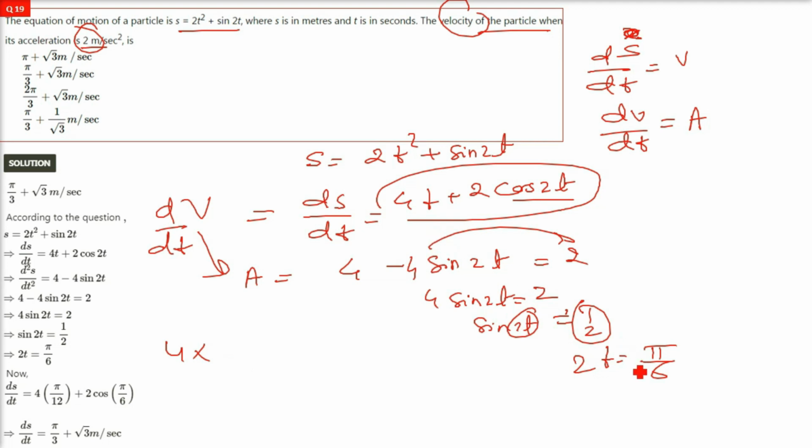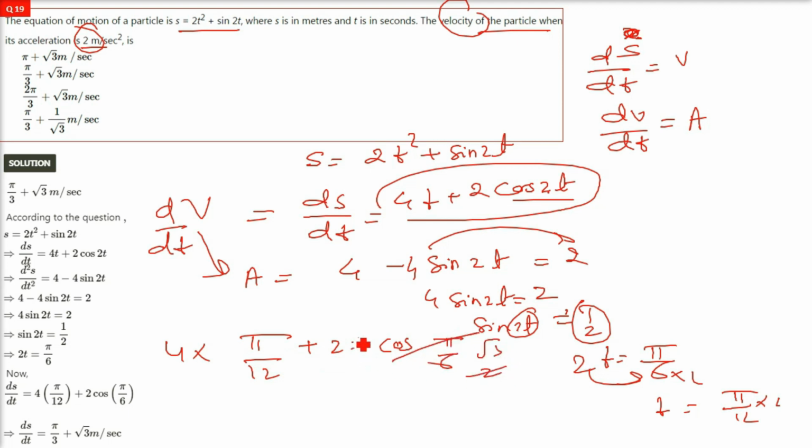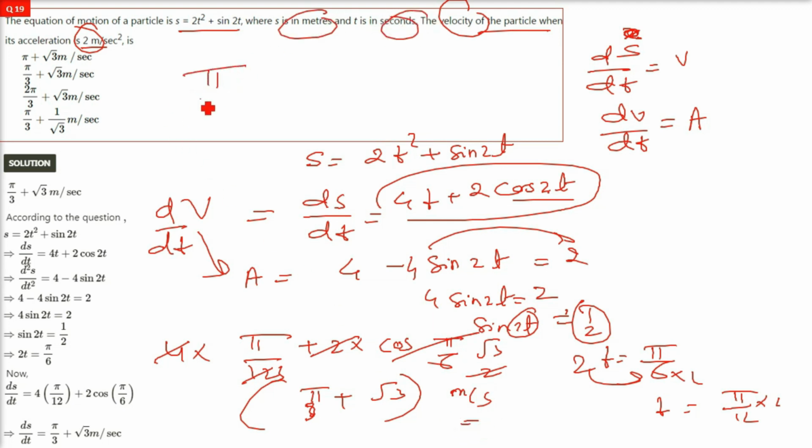Since we now have t, we can easily find out the velocity, that is ds by dt. So in place of t you can write this: 4 times pi by 12 plus 2 into cos 2 into t. Multiply 2, pi by 6 will come. So 4 threes are 12, you get the first term as pi by 3. The second term is 2 cos pi by 6, which is root 3 by 2. So pi by 3 plus root 3 meter per second. This is already given in meter and second, so you can just write it like this. The answer is pi by 3 plus root 3.